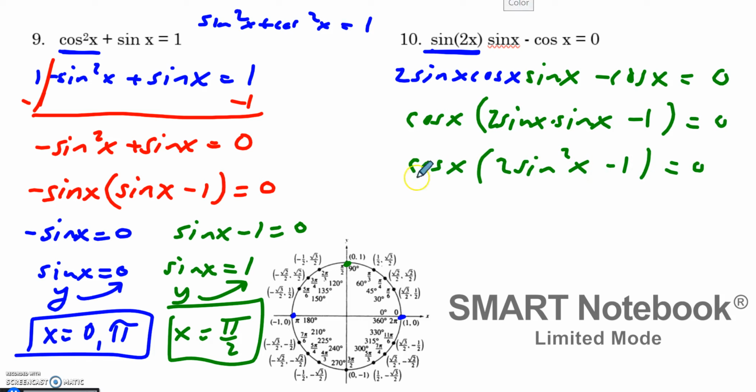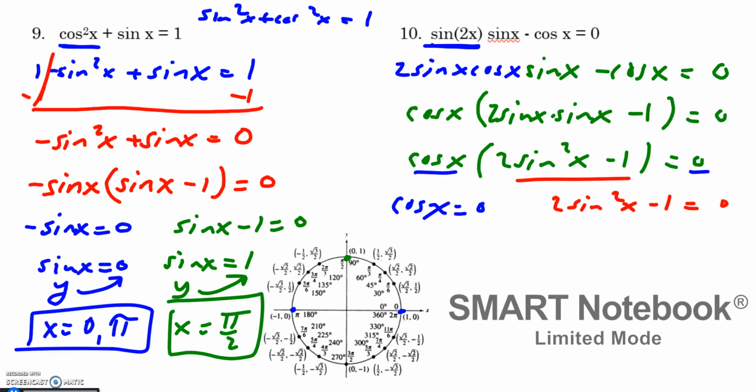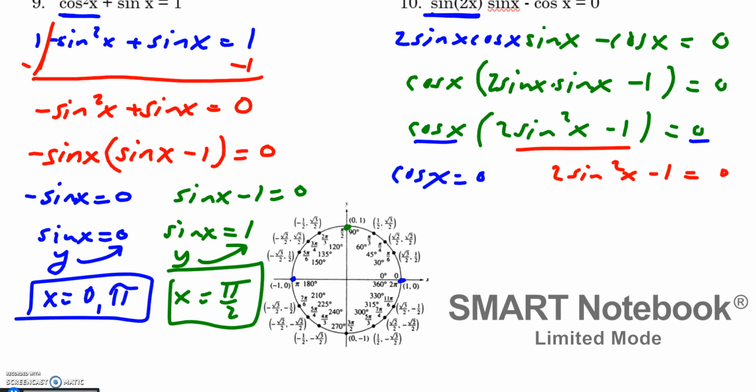Now, I can use the zero product property to set both of these equal to 0, like number 9. So I have cosine of x equals 0, and I have 2 sine squared x minus 1 equals 0. So again, if I solve these both separately, here I'm asking what angles have x values of 0? Well, there are two places, so let me erase this. The two places that the x value is 0 are at pi over 2 and 3 pi over 2. So two of my answers are pi over 2 and 3 pi over 2.